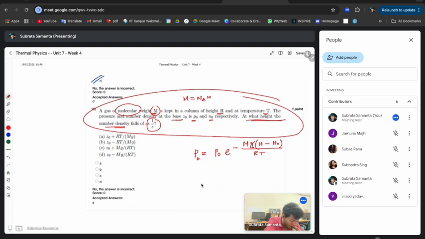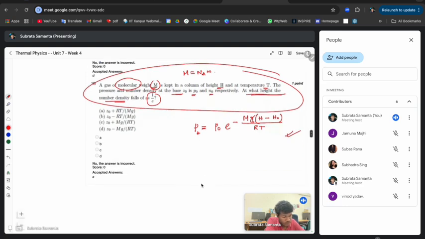Here Na is the Avogadro number of molecules, so M is Na times small m, the mass of these particles. That's why, if we multiply both sides by Na, it gives this. If we replace it with the number density, the number density and pressure are proportional. So N_h is also N naught e to the power minus mg(h minus h naught) over RT.